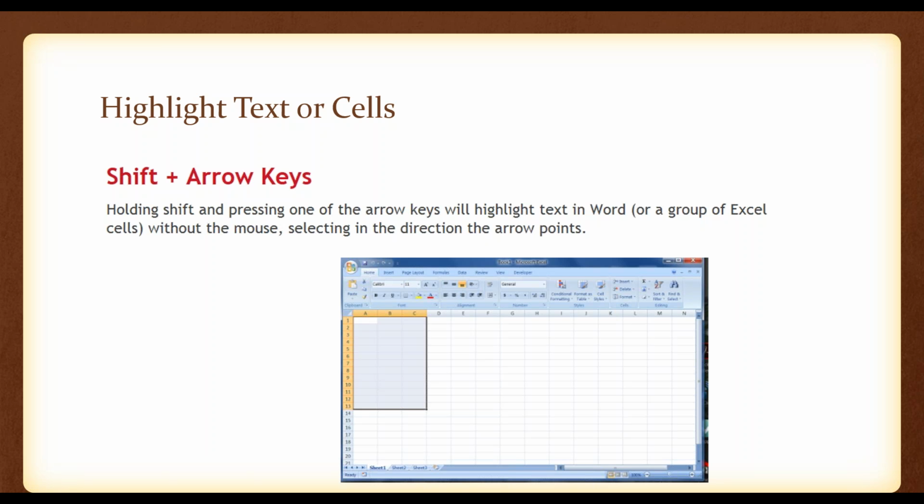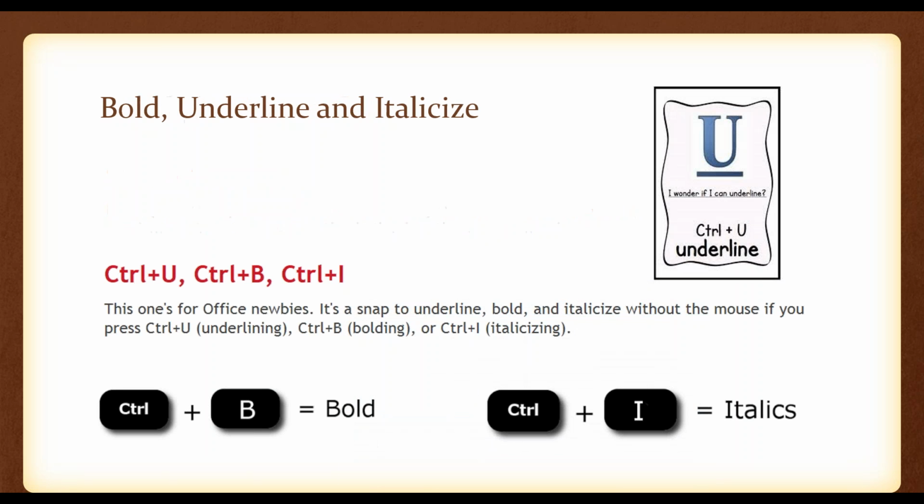Again, back to the arrow keys. As I said, in Word or in Excel or even in PowerPoint, you can use your Shift and arrow keys, and you can highlight text. You can highlight groups of cells without the mouse, and you can just go up, down, sideways, whatever you want to do, and highlight blocks of text or cells. And I think that's really important.